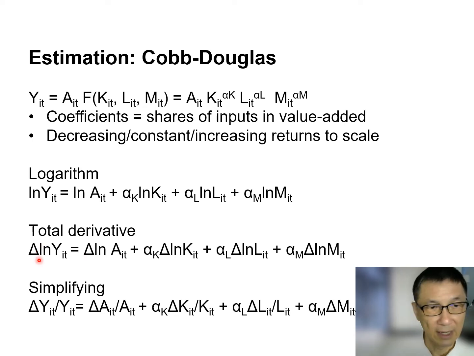Now recall that the change in log of Y is just the change in Y divided by Y itself. Remembering this piece of algebra and applying it to each of these five variables, we have the proportionate change in output is equal to the proportionate change in total factor productivity plus the weighted sum of the proportionate changes in the inputs: proportionate change in capital, proportionate change in labor, proportionate change in intermediate inputs, weighted by their respective input shares.